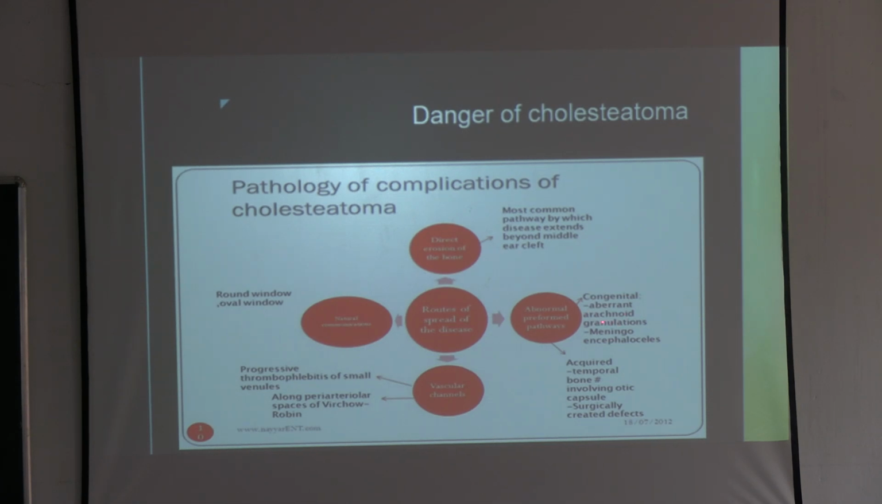Congenital aberrant arachnoid granulation giving rise to meningoencephalitis, acquired temporal bone involving the otic capsule, surgically created defect. This is the iatrogenic defect. Through the defect it can go inside the cranium. Most common pathology is that it extends from the middle ear cleft through the erosion of the surrounding structures.